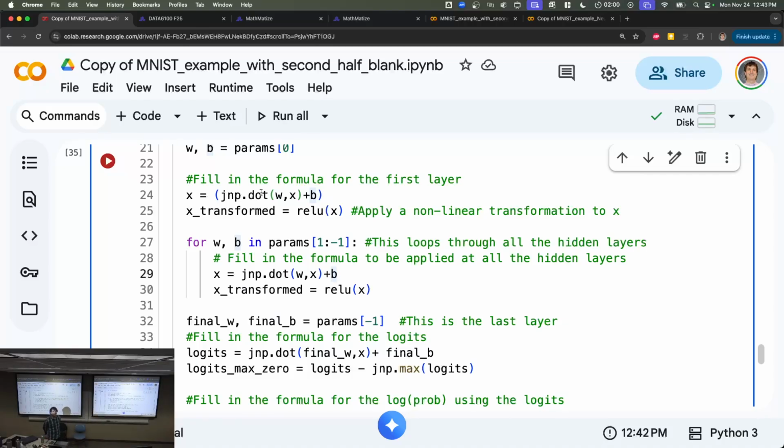No, the bias is okay. This is the kind of thing you can stare at for hours and be like, yeah, x, and then I transformed it, and then I apply the next layer, and then I transform it, and then I apply the next layer, and then I transform it. It's working. But I did something very dumb.